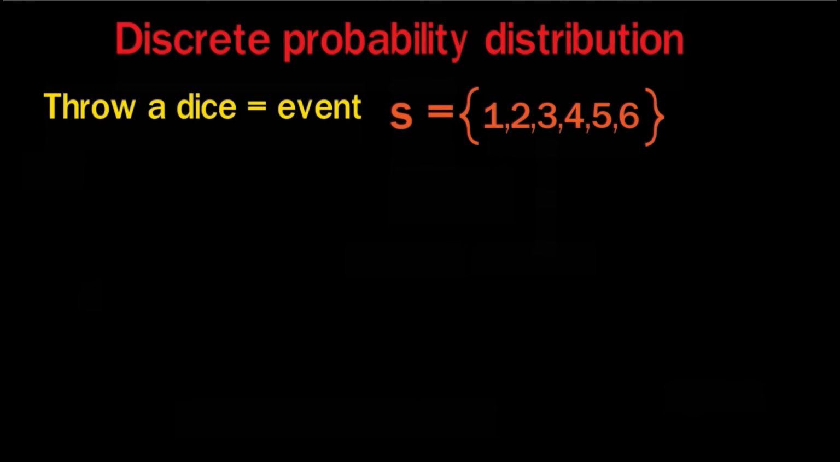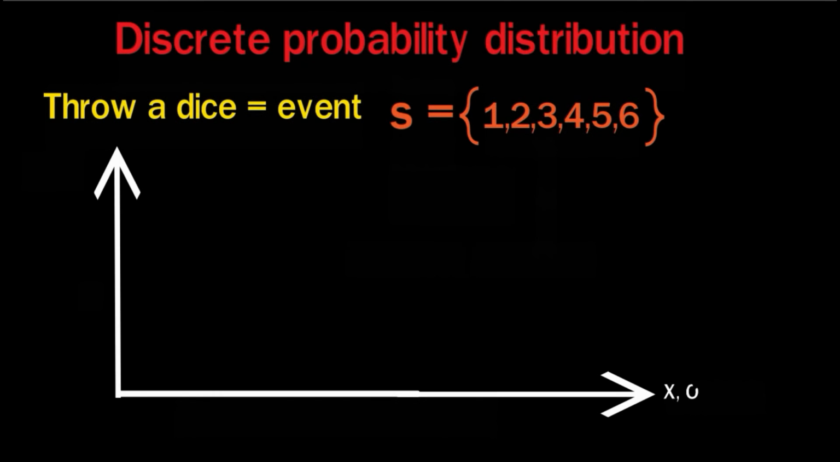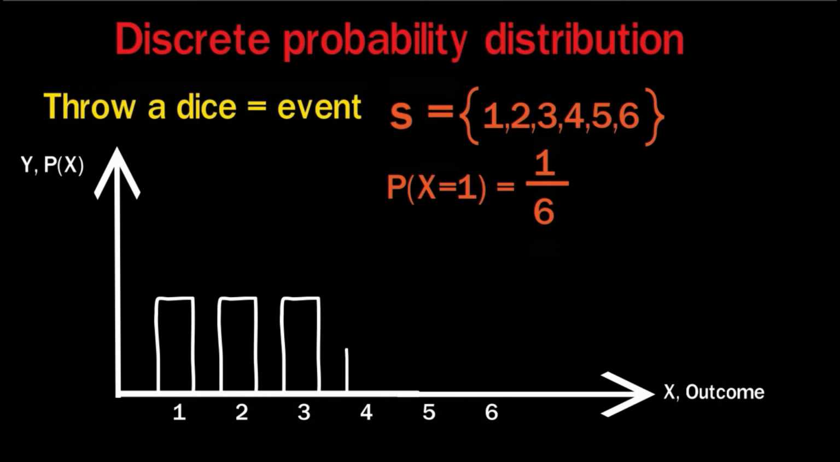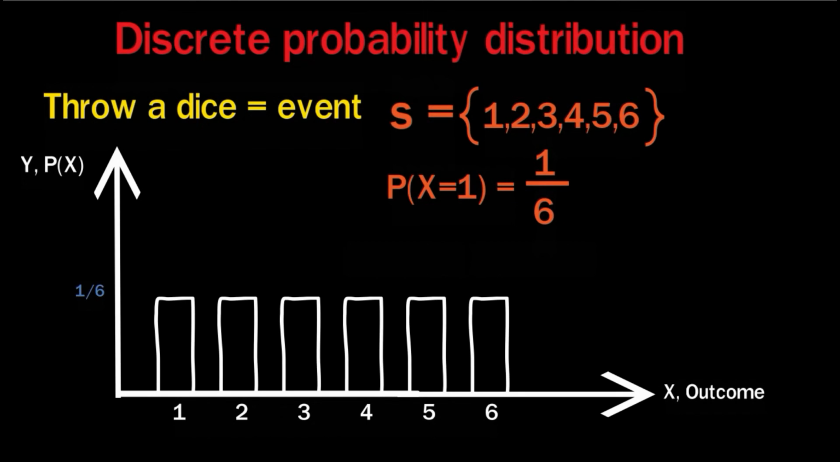So let's try to draw out the probability distribution. We have all the possible outcomes 1, 2, 3, 4, 5, 6. As we know, the probability of getting any of the numbers is 1/6. So the graph should look the same length, because all the probabilities will be 1/6.